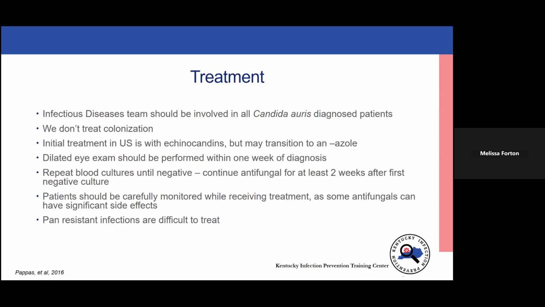What we typically are going to do is repeat blood cultures until negative and then continue for 2 weeks or longer after that first negative culture. And then the patients have to be monitored while receiving the treatment because some of those antifungals can have some significant side effects. And as you can imagine, pan-resistant infections are really difficult to treat. We often need the help of several specialists to try to come up with a plan to treat these folks.